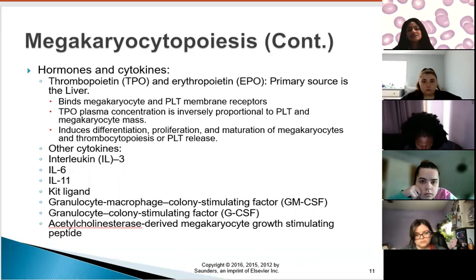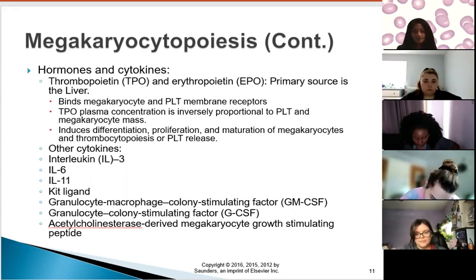And cytokines like interleukin-3, interleukin-6, interleukin-11, KIT ligand, granulocyte macrophage colony stimulating factor, GM-CSF, and granulocyte colony stimulating factor, G-CSF. These are also stimulating hormones, okay? So without them, it's not happening. So we need the help of GM-CSF and G-CSF to stimulate the differentiation. But these are naturally occurring interleukins and hormones that we already have in our body, unless there's disease and then you don't have them.